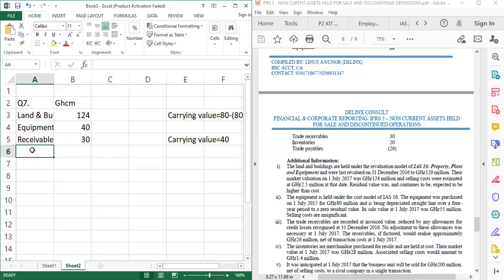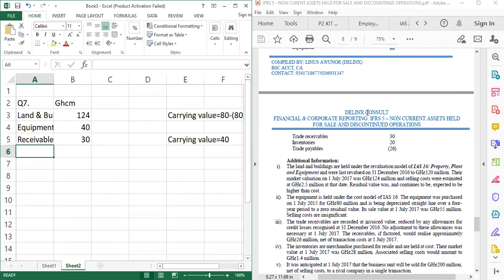The inventories are merchandise purchased for resale and held at cost. The market value at July 2017 was 28 million. Associated selling costs would amount to 1.4 million. Okay. So what is the current value of the inventory? 28 million. Then we subtract 1.4 from it. But what is the actual value of the inventory given to us? It's 20 million.